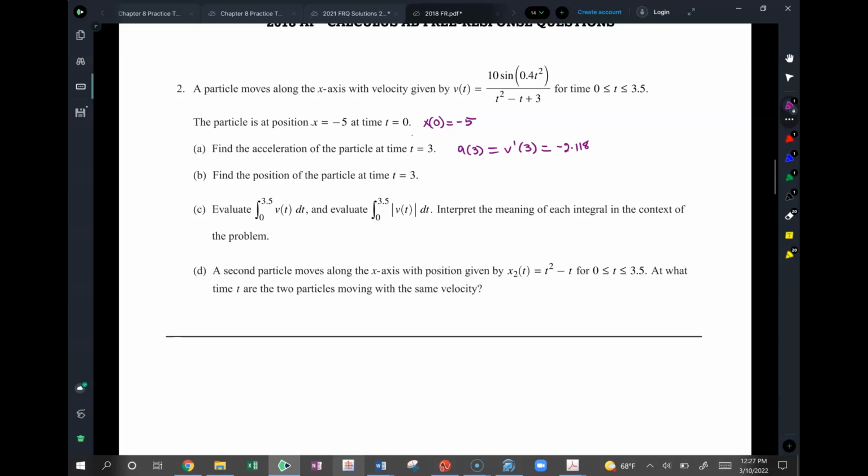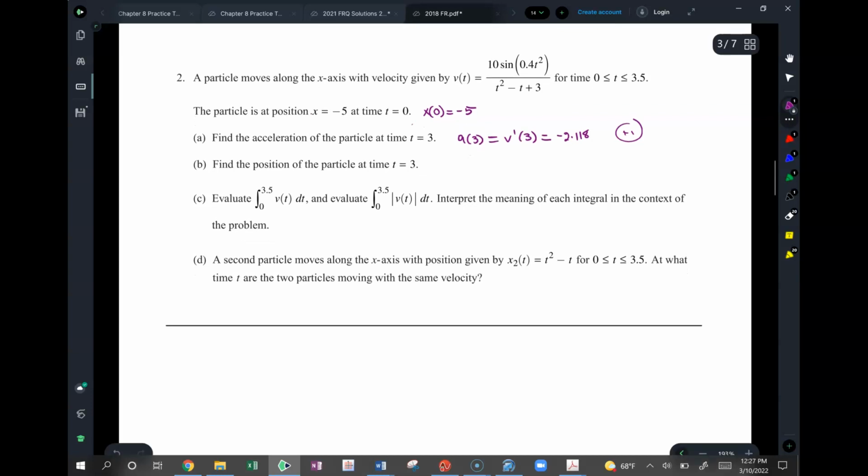It doesn't say to give units, so no, they only awarded 1 point for the answer for this. Okay, find the position of the particle at t equals 3. Well, this one is final position, right? So x of 3 is equal to x of 0 plus the integral from 0 to 3 of v of t dt.